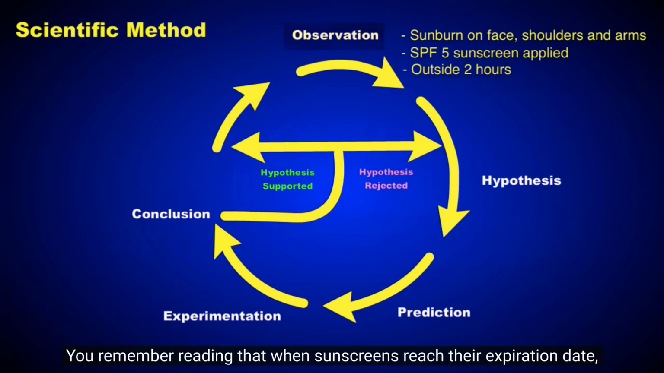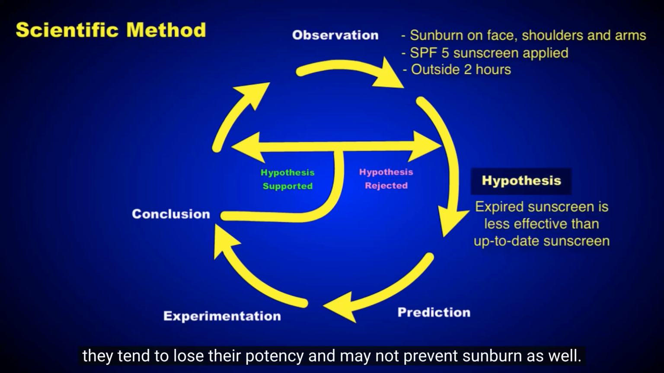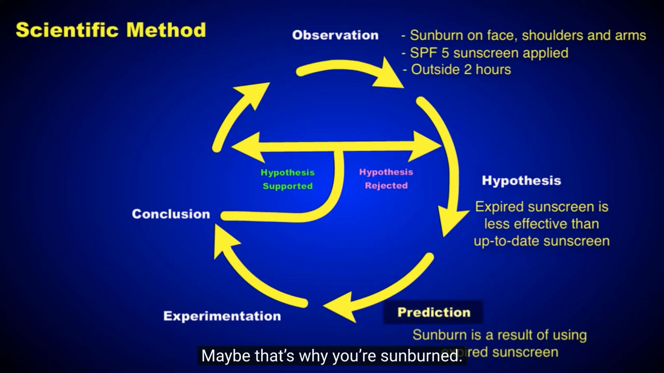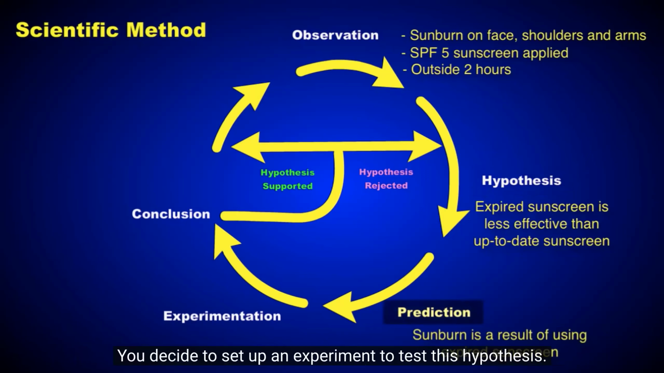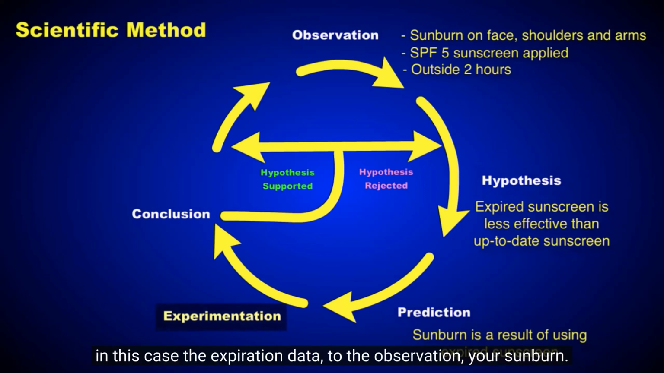You remember reading that when sunscreens reach their expiration date, they tend to lose their potency and may not prevent sunburn as well. Maybe that's why you're sunburned. You decide to set up an experiment to test this hypothesis. In order to do this, you need to test the contribution of a single variable, in this case the expiration date, to the observation, your sunburn.